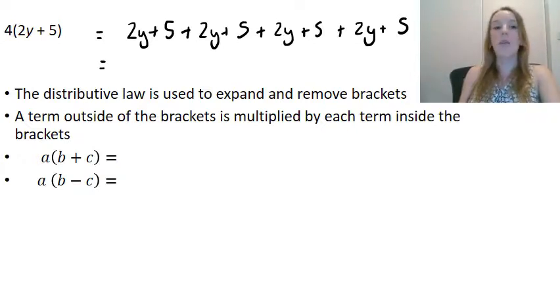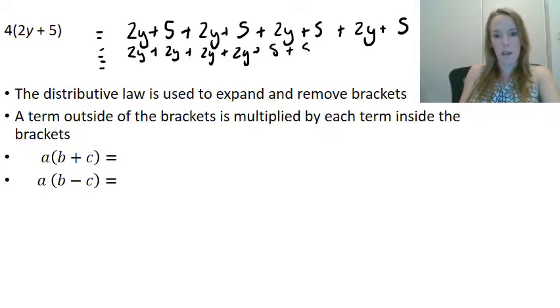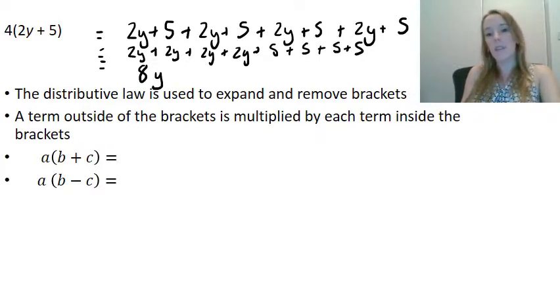From there, we could collect all of our like terms. So we could do 2y plus 2y plus 2y plus 2y plus 5 plus 5 plus 5 plus 5. And from there we could simplify. So 2y plus 2y is 4y, plus another 2y, which is 6y, plus another 2y, which is 8y, and 5 plus 5 plus 5 plus 5 is 10, 15, 20.